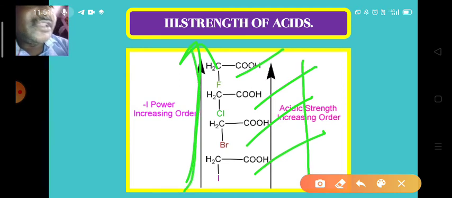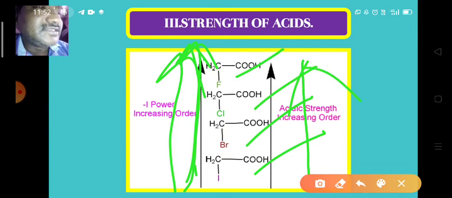So electronegativity increases from iodine to fluorine. As a result, minus I power increases. As a result, acidic strength also increases.